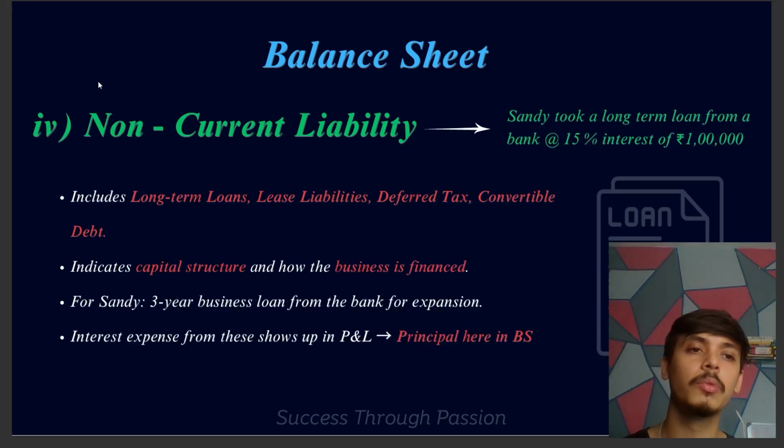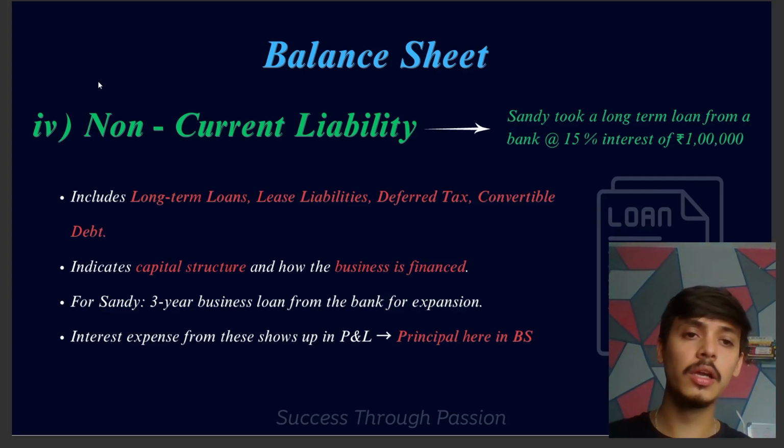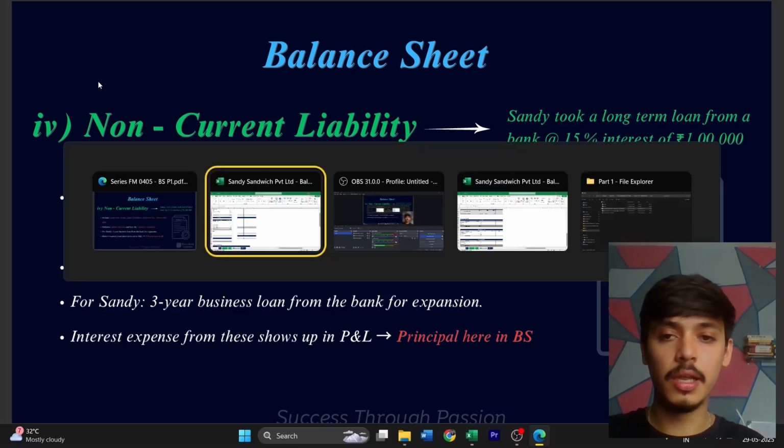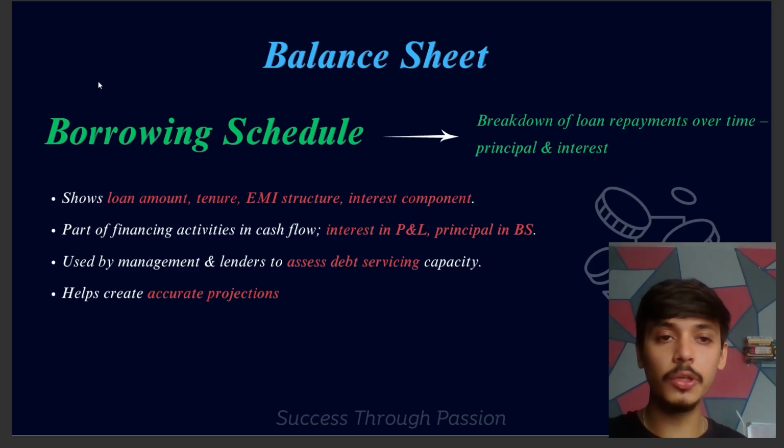Sandy took a long-term loan from a bank at 15% interest of 1 lakh rupees. So there is only one long-term liability which Sandy has, where he has taken a long-term loan from a bank at a 15% interest rate, and the amount is 1 lakh rupees. So we create a borrowing schedule where we plug in the entire loan amount, where we are separating the principal and interest portions of our repayment amounts.